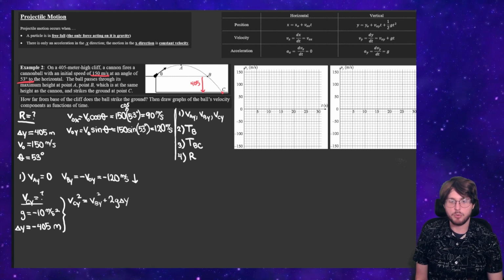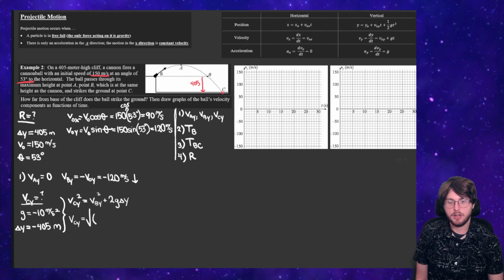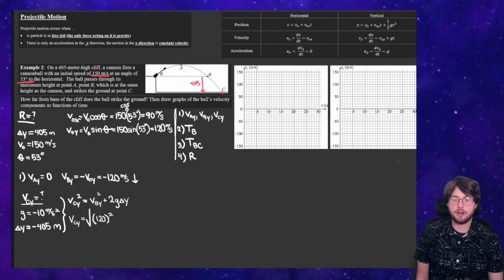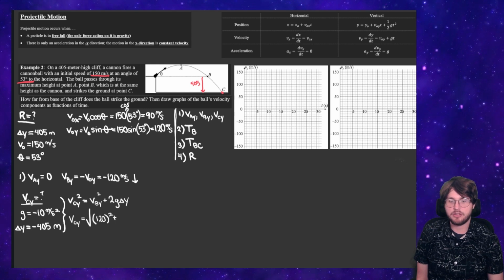Now we'll substitute. We're solving for VCY outright, so really we'll just square root everything and get it by itself from the get-go. That leaves us with the square root of, we're just going to call that 120 squared, because the negative sign doesn't matter ultimately there. And then we've got 2 negatives multiplied together, so that'll cancel out and leave this positive, so it'll be plus 2 times 10 times 405.